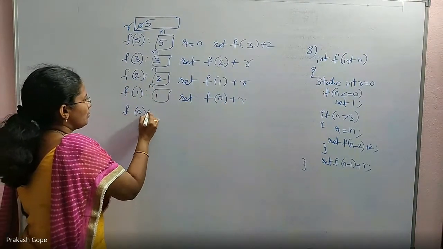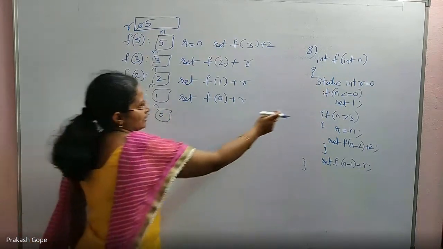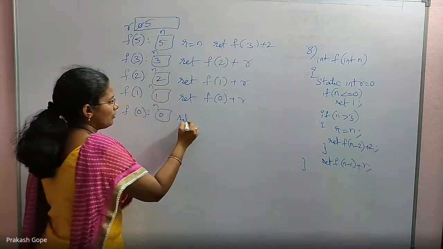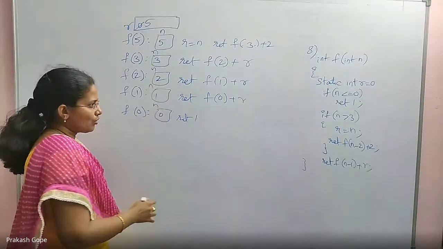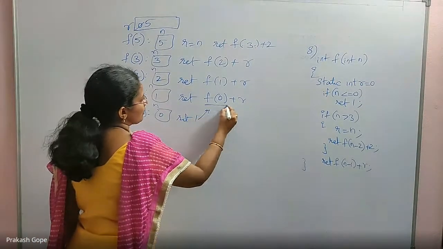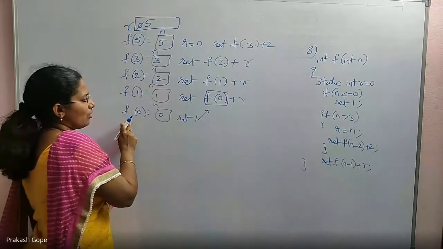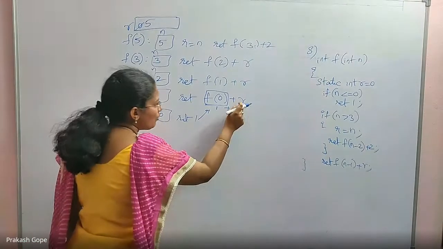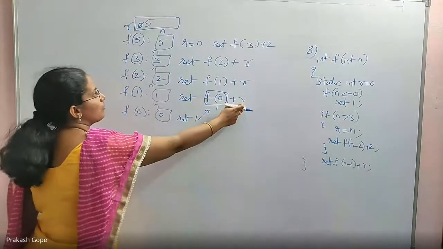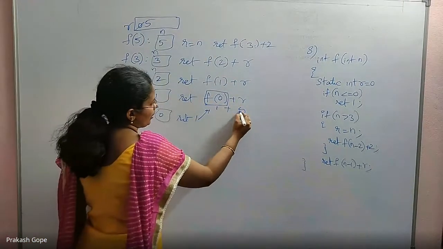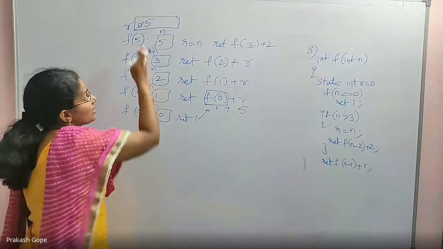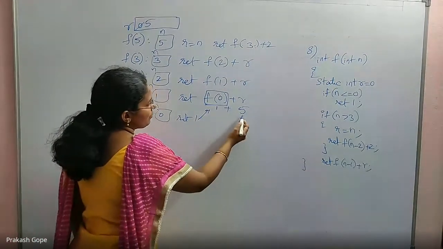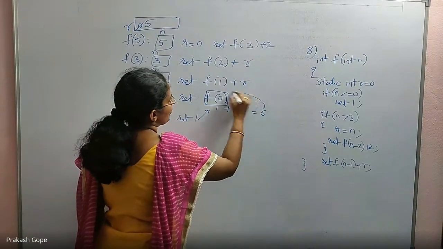Now f of 0, n value is 0. 0 less than or equal to 0 is true. So return 1. To the calling environment, we are returning 1. So this is the function call which is returning 1. Substitute there. Plus, now I will look at this r. What is r value now? R value is 5. Okay, fine. Fortunately, r was not modified in the next function calls, that's all. 1 plus 5 is 6. That will be returned to the calling environment.